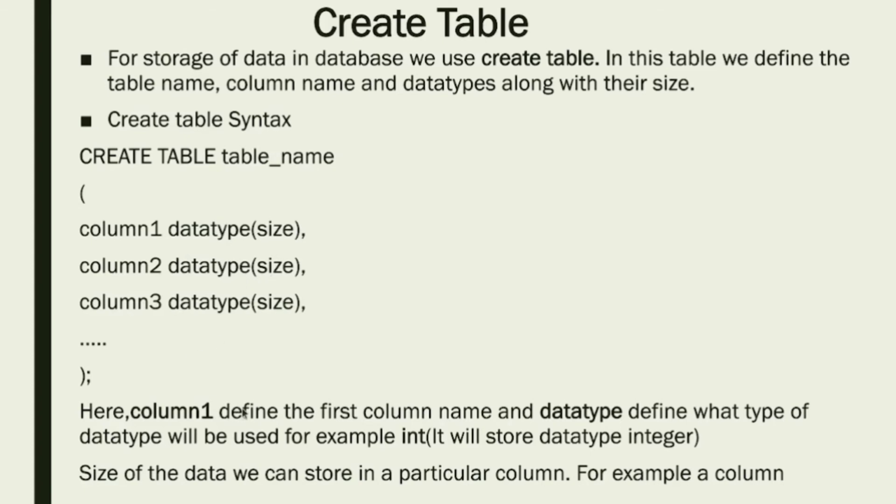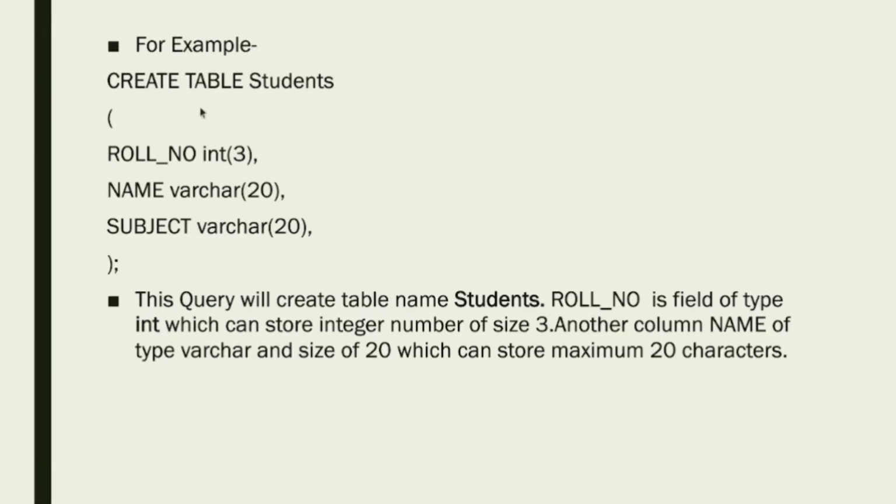So here column 1 defines the first column name. Got it? And data type defines what type of data will be used, for example, integer. It will store data of type integer. And size is the size of the data we can store in a particular column. Okay, so let's see the example.